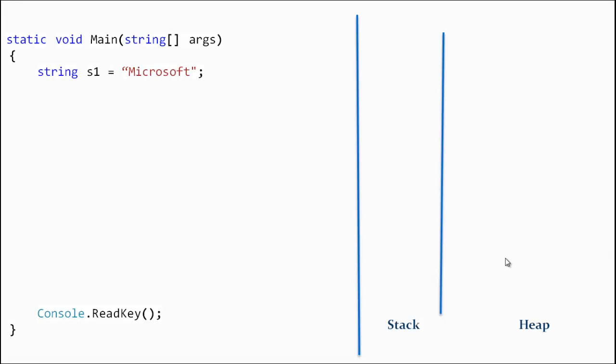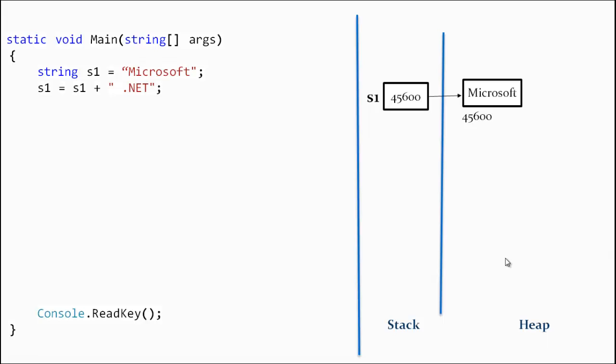In this example, let us declare one string object S1 as Microsoft. So you can visualize it like this. Then let us append .NET to S1. It will not append to the existing object, but it will create a new object as shown here, and it will update the reference with this new address. That's why we say that strings are immutable. They never modify themselves, but whenever we do any modification, they create a new object internally.